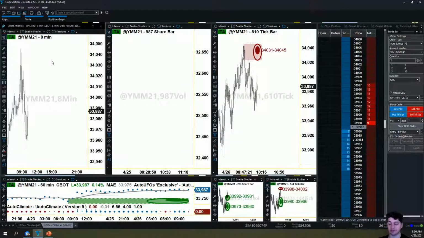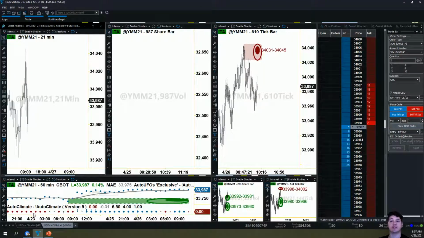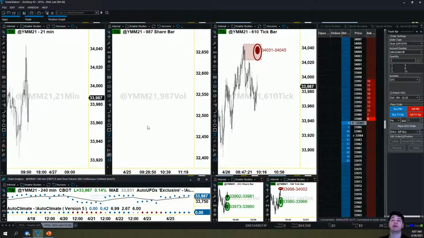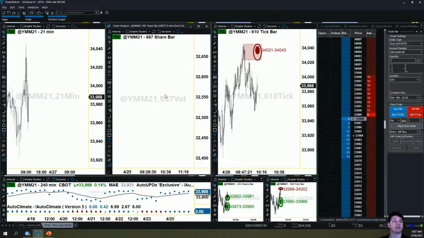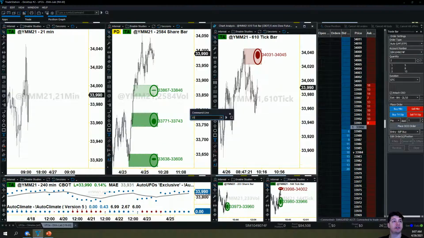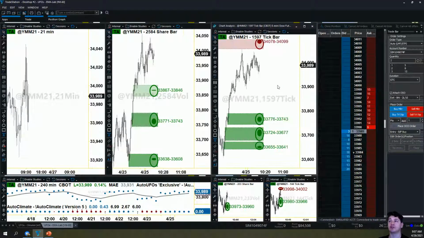This one is obviously going to be 21 minutes, as we said. This one, we're going to change to the 240-minute time frame. The share bar, we said, is going to be a 2584, and the tick bar is going to be the 1597. Yes, just making sure.